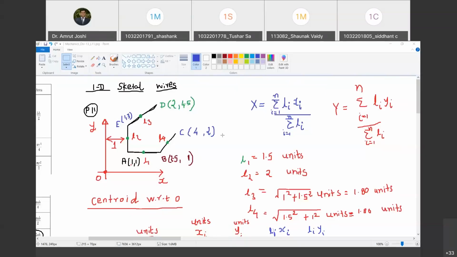Yesterday we were solving this problem where we were to find out the centroid of this 1D skeletal member with reference to the origin as shown. So let us go ahead with this. Have you solved this problem, Shashank?